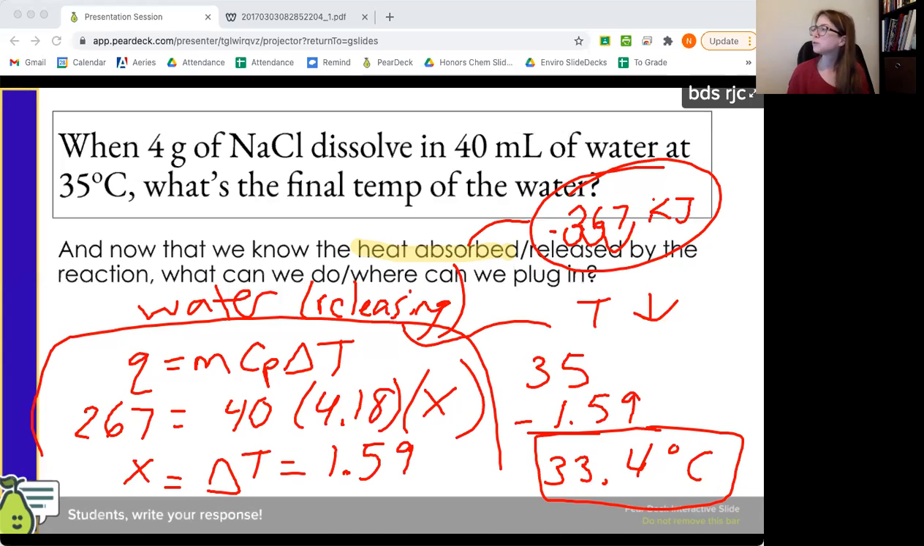Wait, so why does it lose heat absorbing? So you have to clarify what the it is. The reaction is absorbing heat, which we know because that heat of reaction, the 3.9, was positive. If the reaction's absorbing heat, it has to absorb it from somewhere. The somewhere is water. So if the reaction's absorbing it, the water must be releasing it. And if the water releases heat, temperature goes down. Remember, if you give something heat, its temperature is going to go up. So if you get rid of heat, its temperature is going to go down. Cool. Thank you for asking.